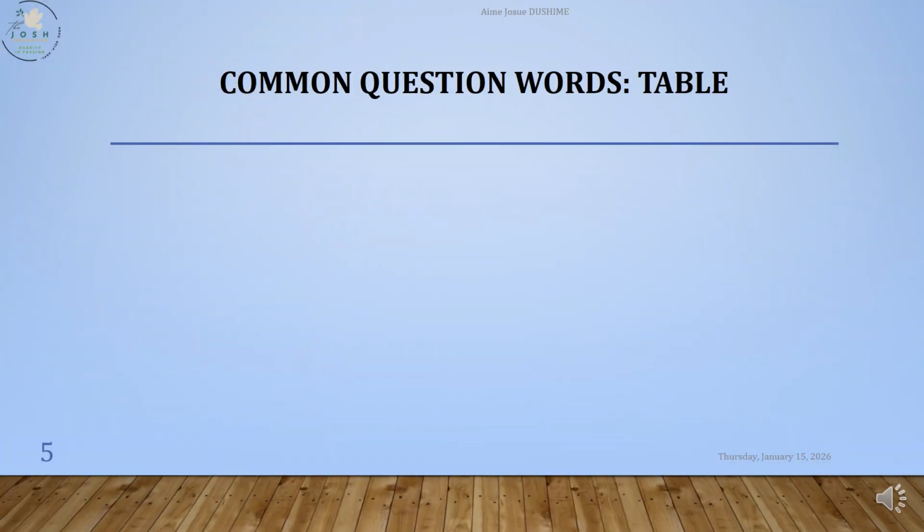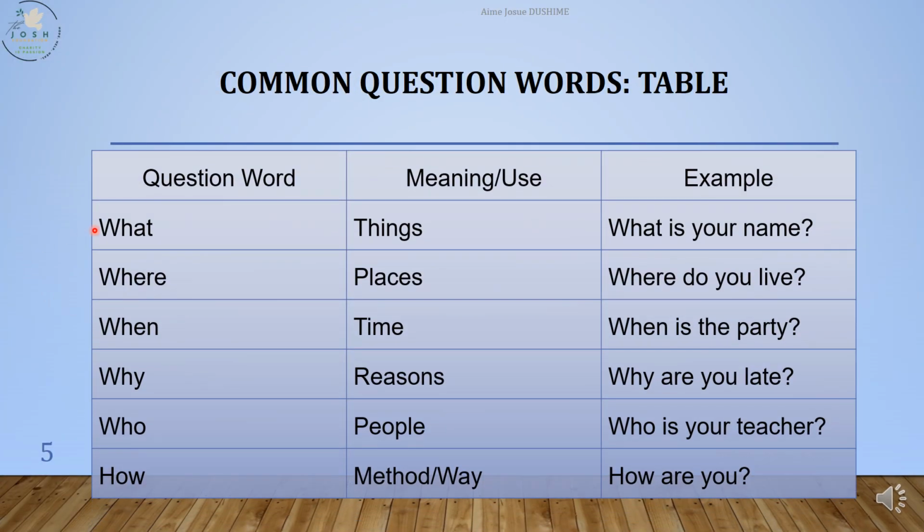The common question word table. What? We use what when we ask about things. We use where when we ask about place. We use when to ask about time. We use why to ask about reason. We use who to ask about people. We use how to ask about method or way.